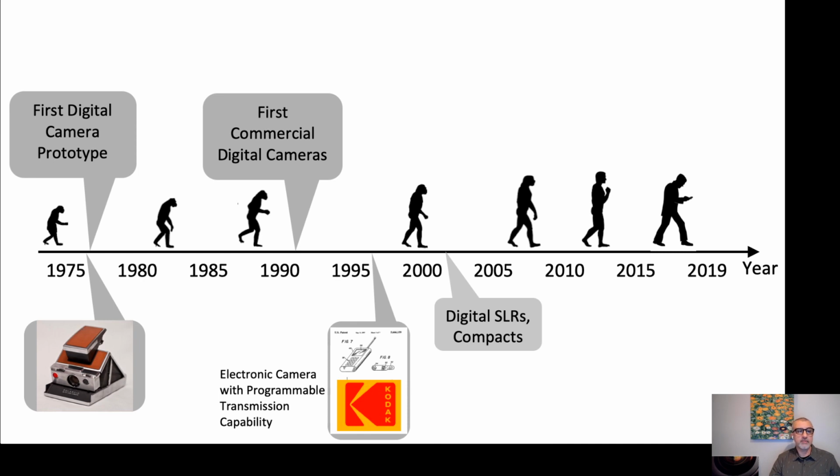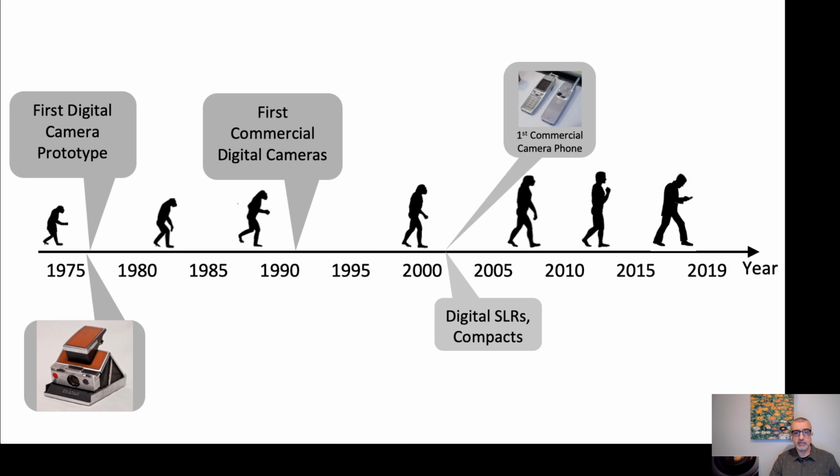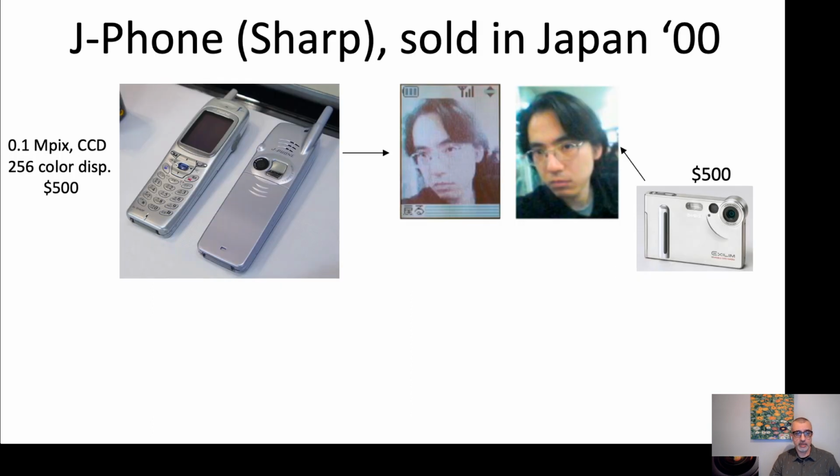Unfortunately, Kodak didn't really follow up and pursue this technology as much as they might have. They were afraid that it would cut into their analog photography business. And so as a result, others took it over. And the first commercial camera phone, which you see up there, was in fact built in Japan. It was called the J-Phone. The company that made it was Sharp. It was very expensive, again, on the order of $500.